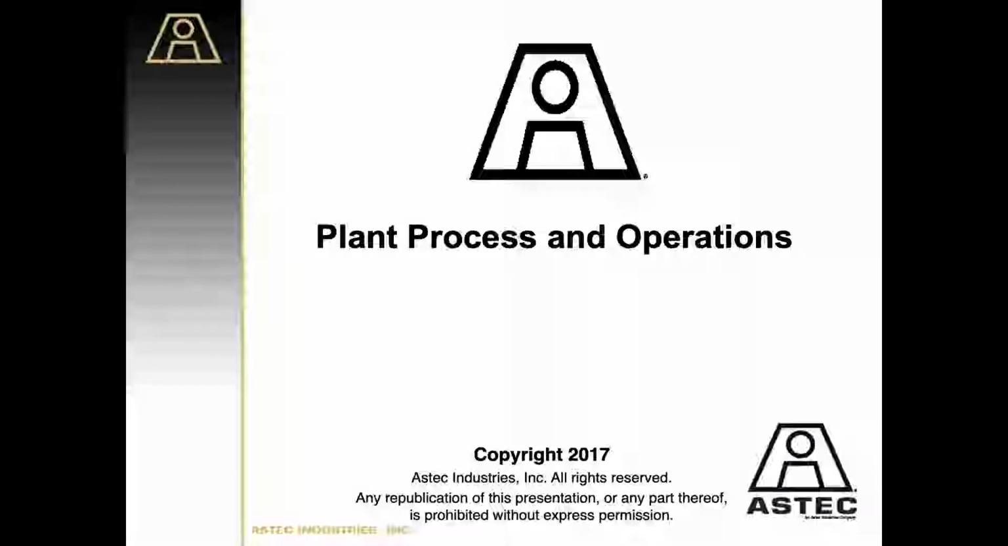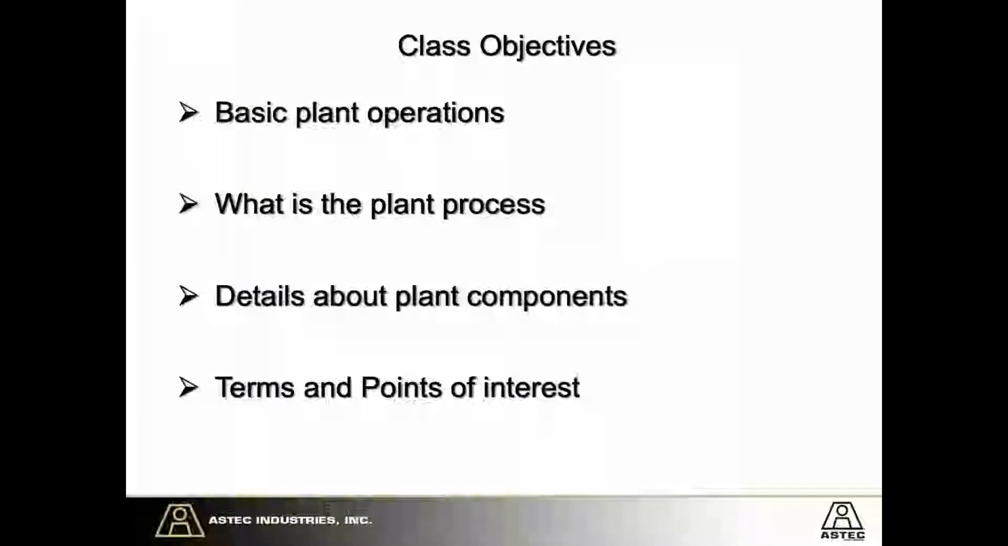Hello, welcome to VCAT. This is the presentation on how does an asphalt plant actually work. If you want to refer to your study guide, Asphalt Plant Level 1, it'll be in Chapter 3 that you'll need to refer to. And how we're going to start out is we're going to start out with plant process and operations. Basically, the class objectives are going to be basic plant operations, what is the plant process, and details about the plant components, along with a lot of terms and points of interest.